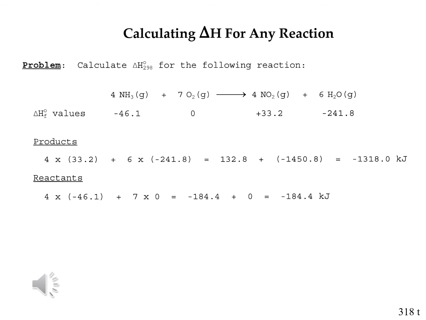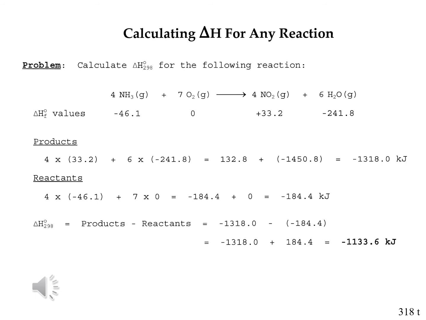You then do the same thing for the reactants. 4 times the number for ammonia, and oxygen is an element, so it's 0. When you subtract these, you end up with negative 1133.6, and you have to watch the signs. Minus a negative is positive.